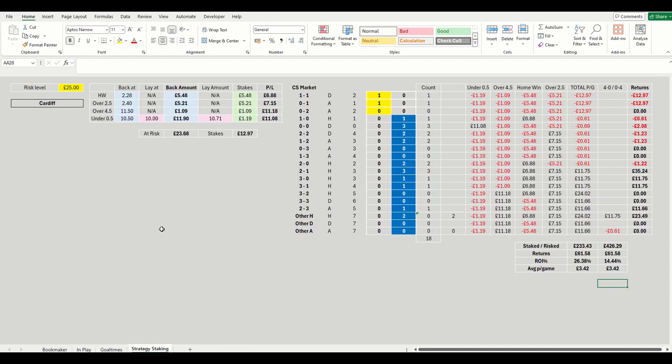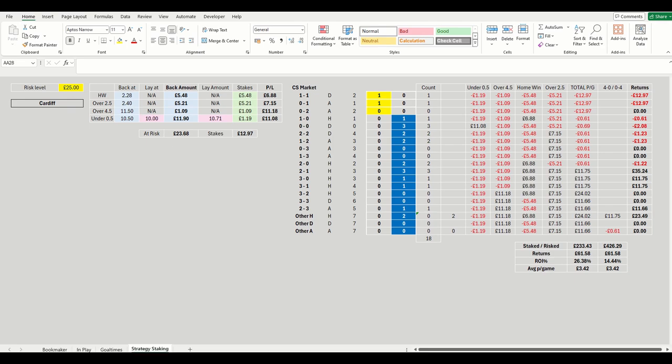I did get another question as well about this strategy staking. So just going to go through this again. It does work better where the home team is priced at or around evens. So sort of in the 1.85 to 2.15 bracket. That's where it works best.